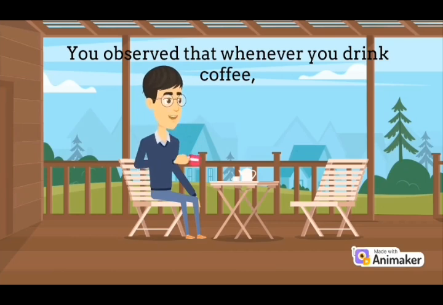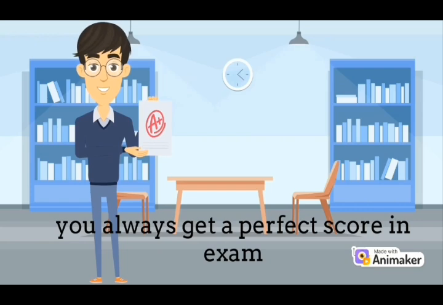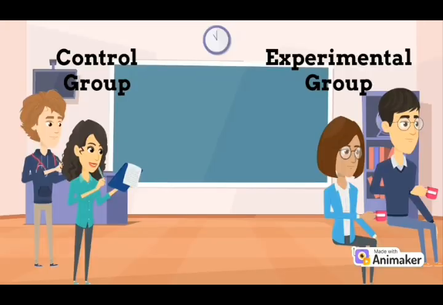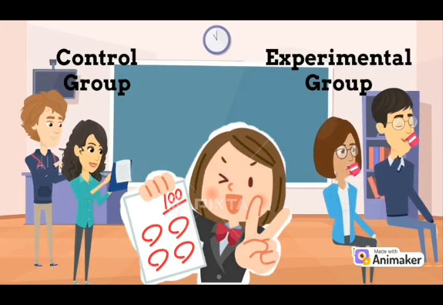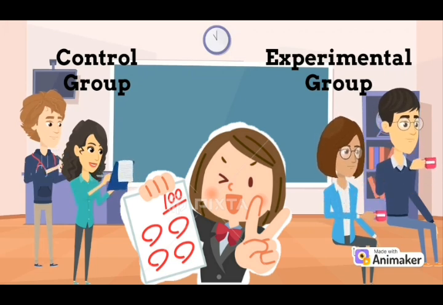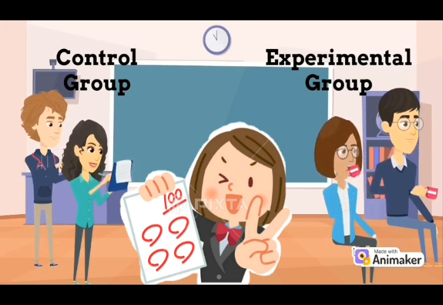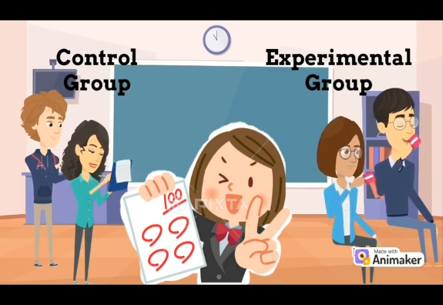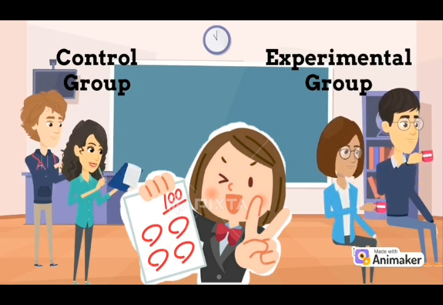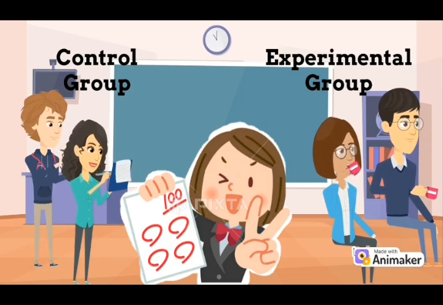Imagine this. You observe that whenever you drink coffee, you always get a perfect score in an exam. You may want to test this by assigning a control group who will just take the exam, while the experimental group will drink coffee before the test. Then see which group had a higher score.